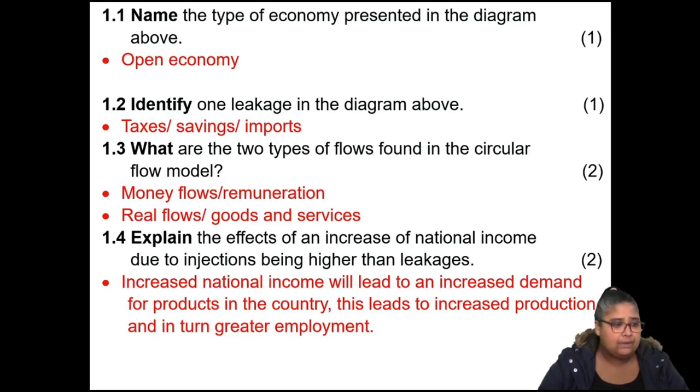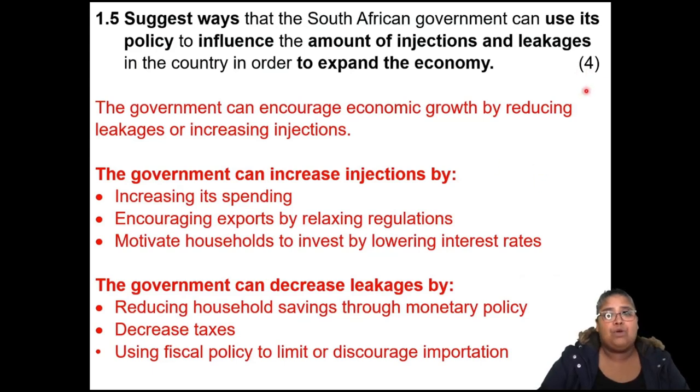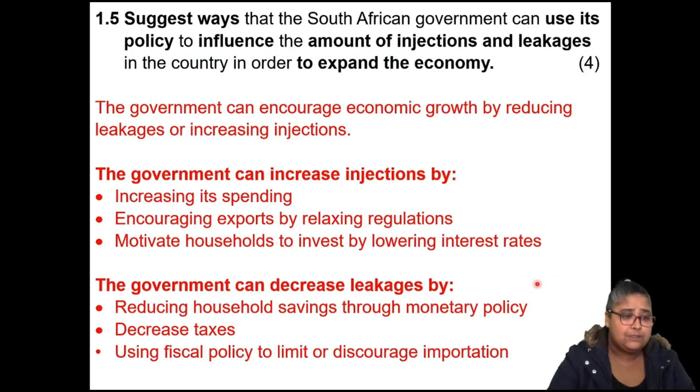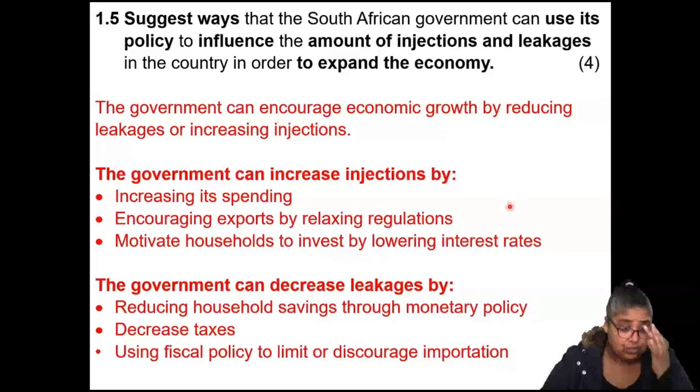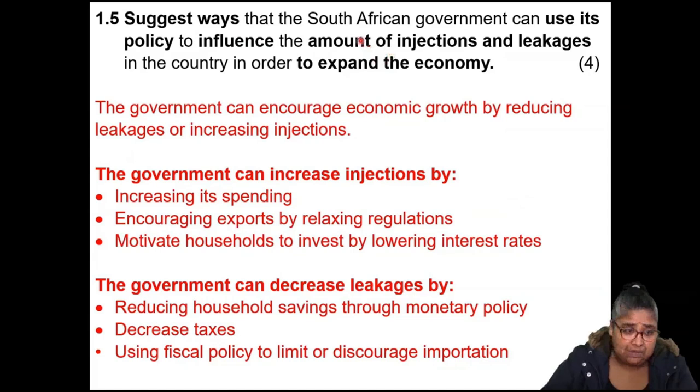Let's go to the last one. So remember the 5th question, the last one, that is for 4 marks. So this is your higher order cognitive question. Now this question requires of you, it says, suggest ways. So you have to give suggestions. You have to propose or give recommendations to the South African government. So suggest ways that the South African government can use its policies to influence the amount of injections and leakages in the country in order to expand the economy.